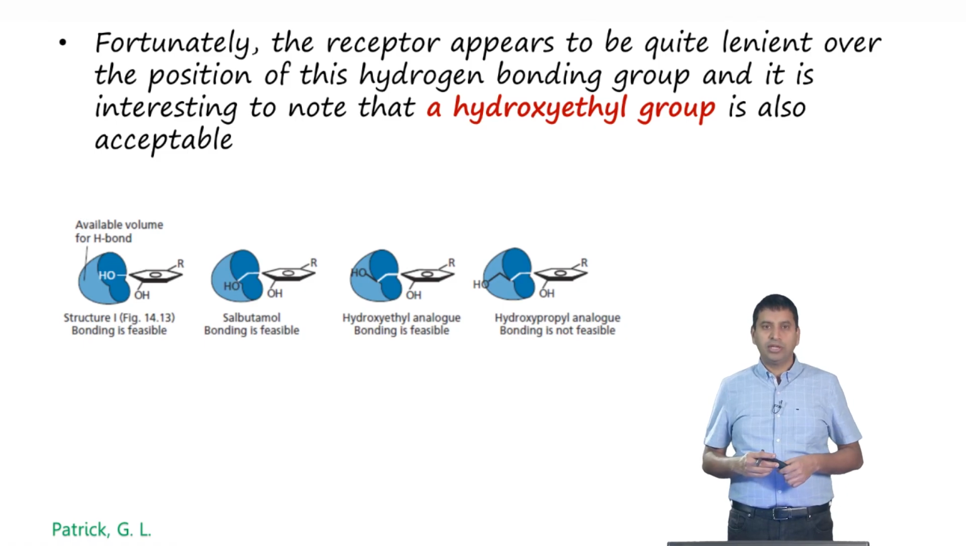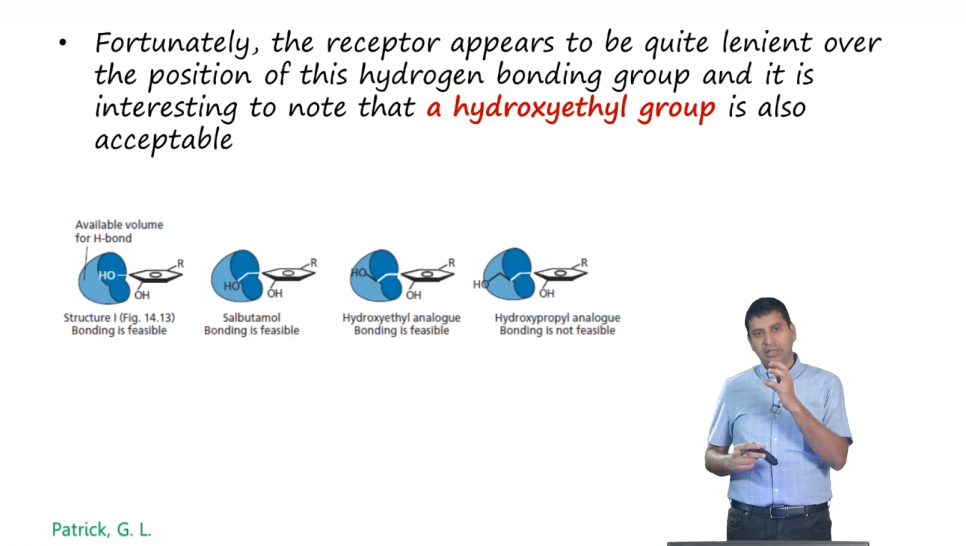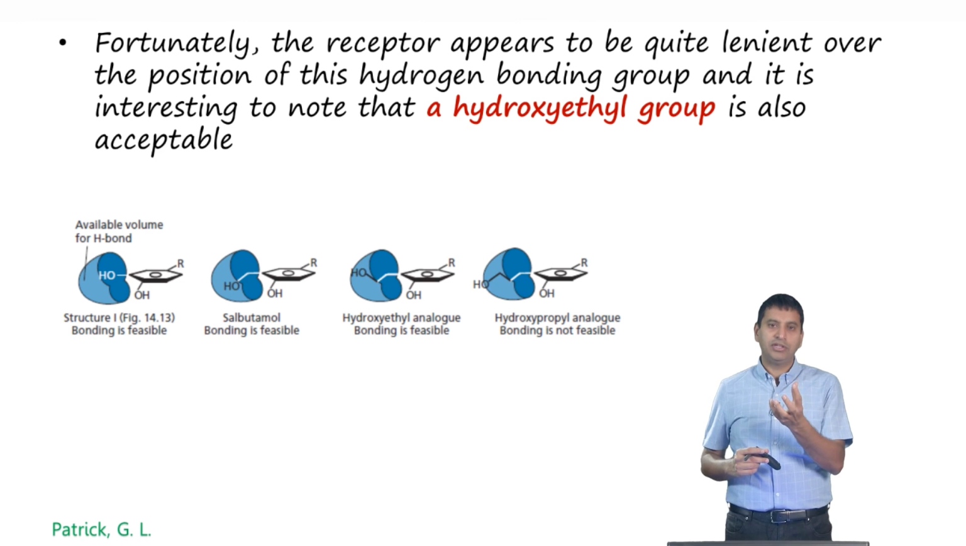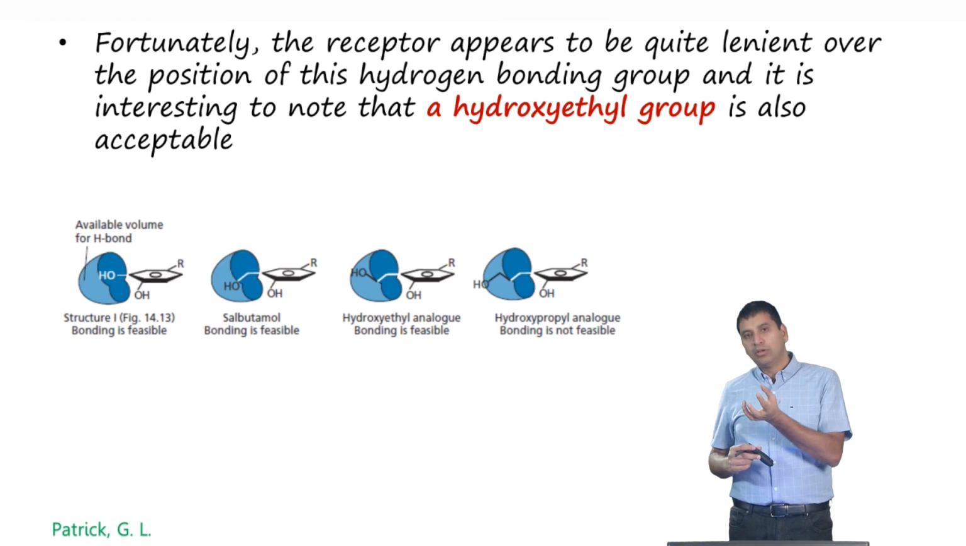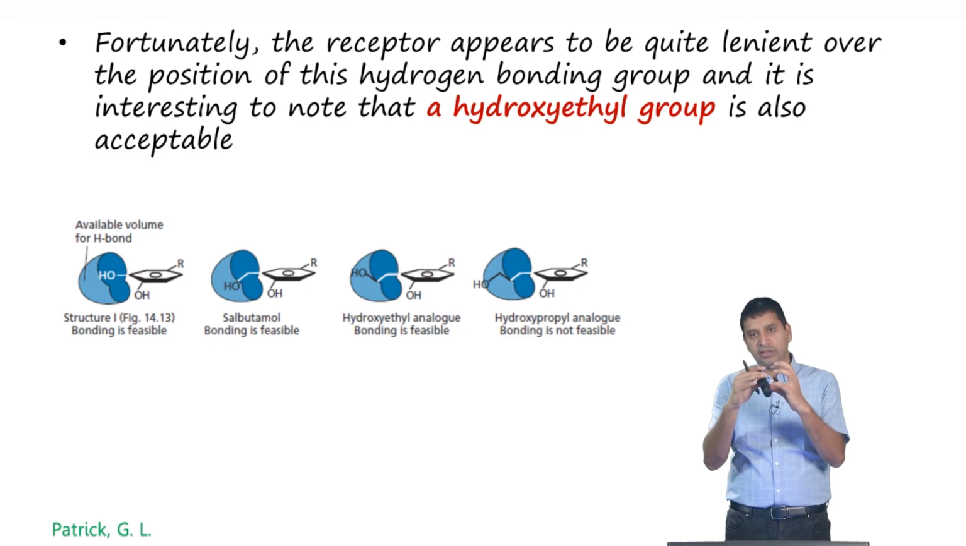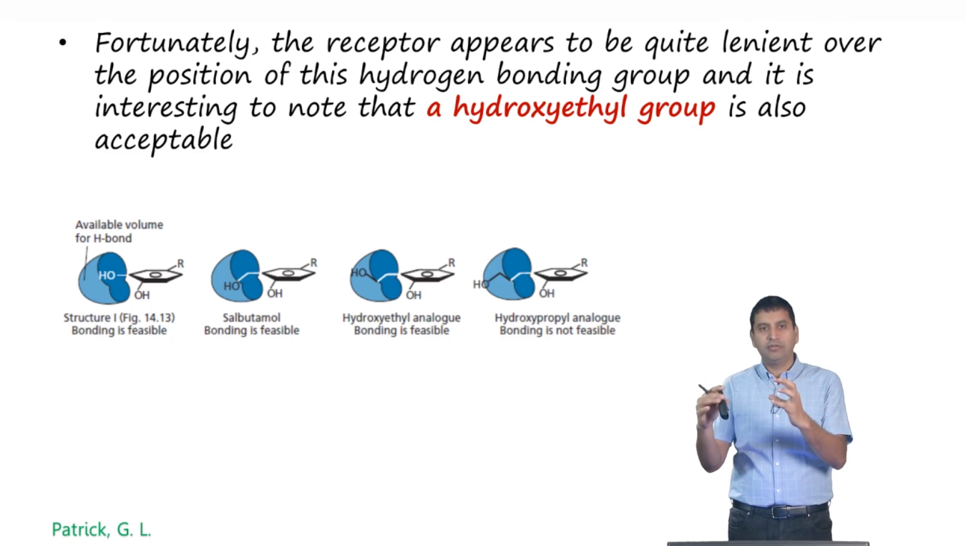In the cartoon shown here, you can see that the initial OH group has a very nice hydrogen bonding interaction and there is some volume available for hydrogen bonding. By changing in salbutamol the OH to a CH2OH, we are still perhaps accessing this volume, and therefore we are able to have some level of hydrogen bonding. But when you go one more carbon, which is the hydroxyethyl analog, bonding is also feasible. But when you go to the hydroxypropyl compound, because this hydrogen bonding volume is quite restricted, it gets out of it and the bonding is not feasible.